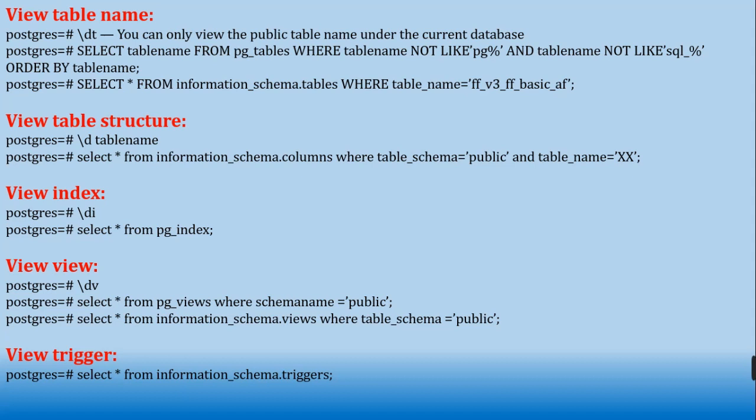So next, view table name. So what we can do, /dt. You can only view the public table names under the current database. So select table name from pg_tables where table name not like pg_ and not like sql_, order by table name.